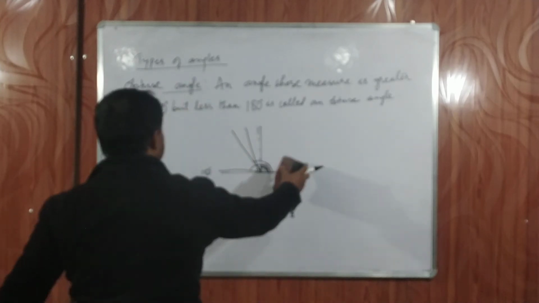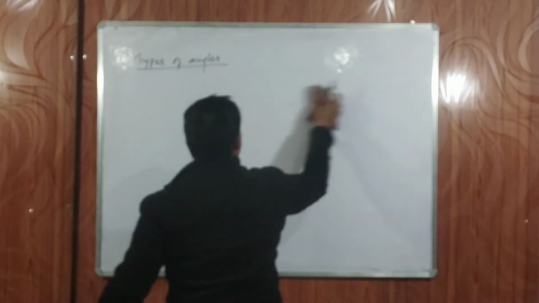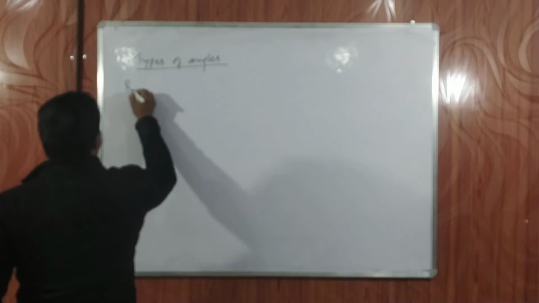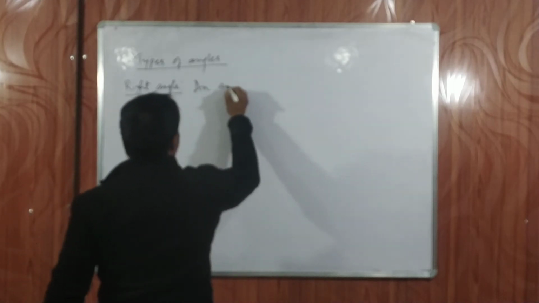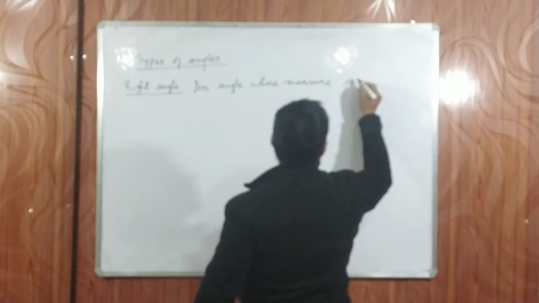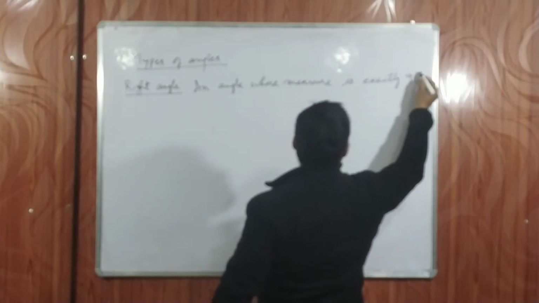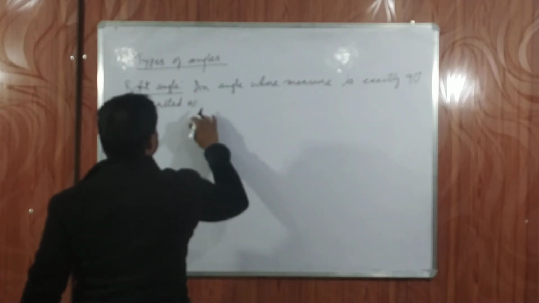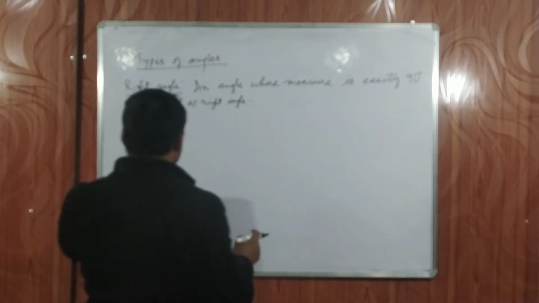The next one is right angle. An angle whose measure is exactly 90 degree is called a right angle. I have already shown this to you.